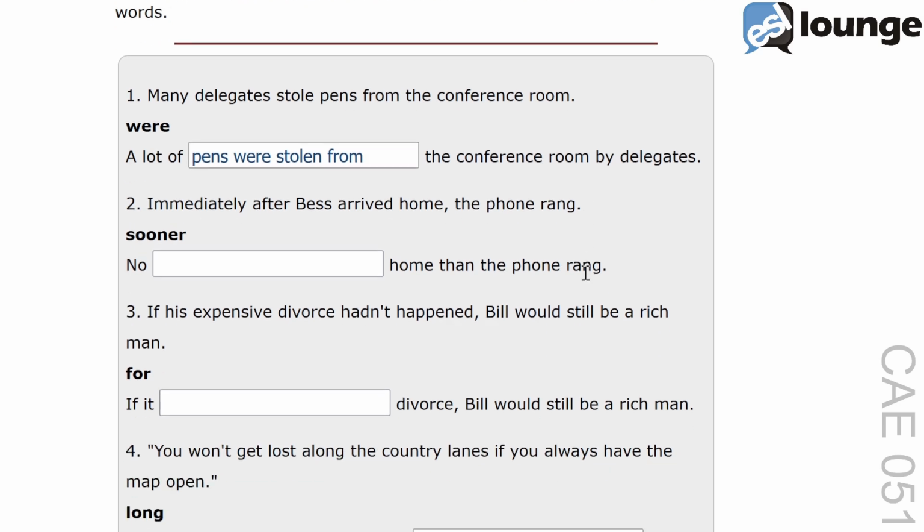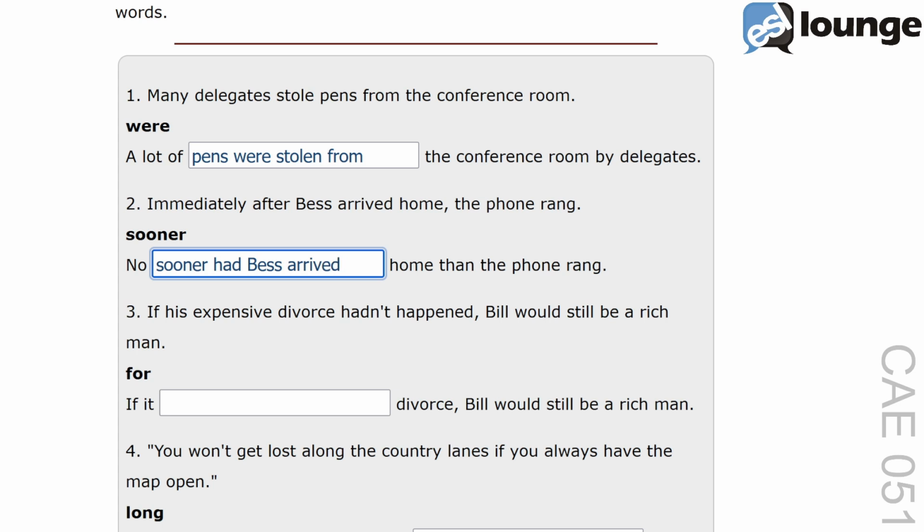Moving on to number 2. The original sentence is, immediately after Bess arrived home, the phone rang. The keyword is sooner. And the second sentence is, no blank home than the phone rang. The correct answer is, no sooner had Bess arrived home than the phone rang.